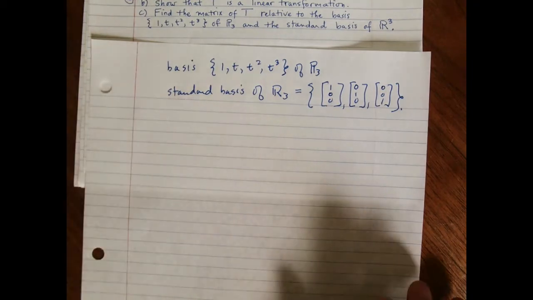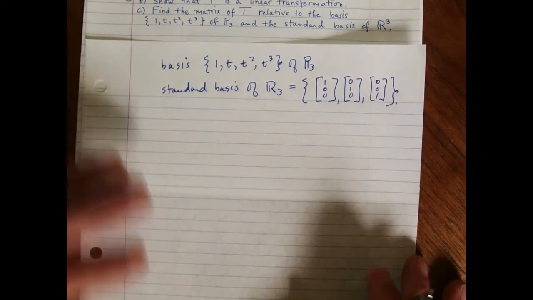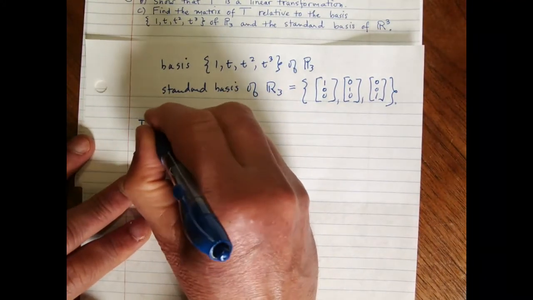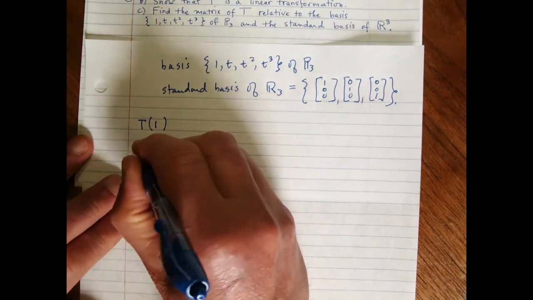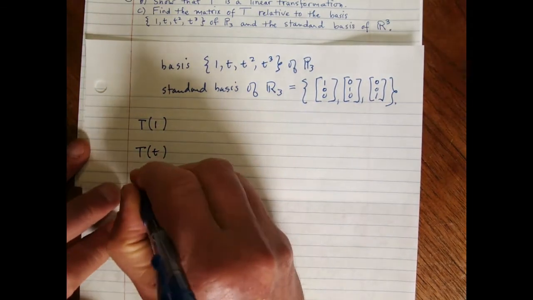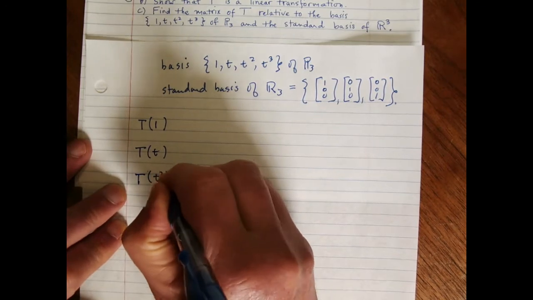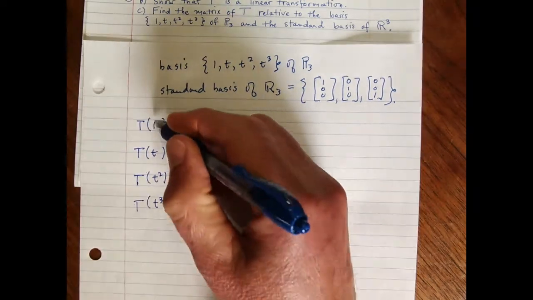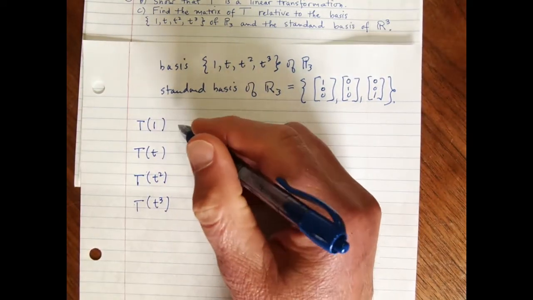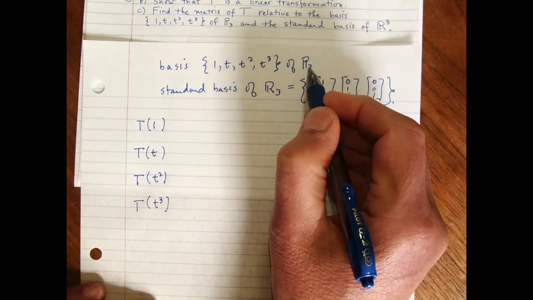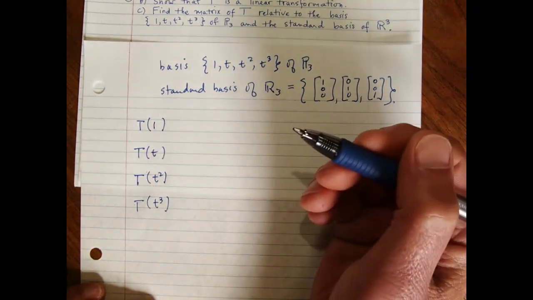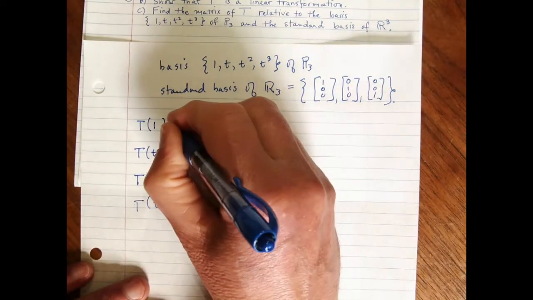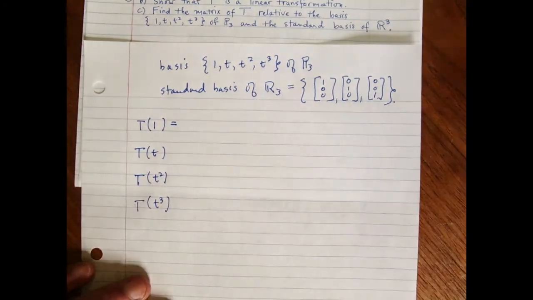Right. So what we want to do is kind of like in the previous problem. We want to look at T at each one of these basis elements of P3. So the domain is P3, so we're taking its basis elements and applying the linear transformation T to it. And now, what are we going to get?